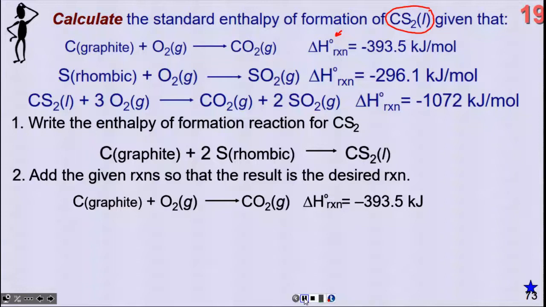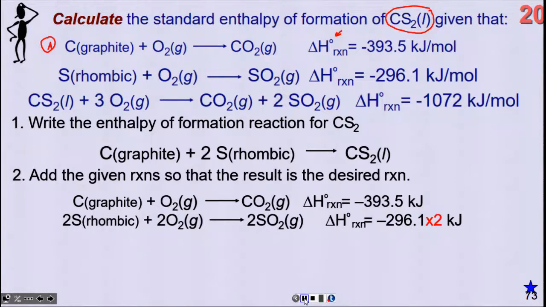So graphite plus oxygen is going to be making CO2 from that first reaction. Call that reaction A for this purpose. And that delta H value is known. So that gives us a reactant of graphite that we want. And so now we need something with the sulfur in it as a reactant. Okay, so we'll use reaction B with sulfur with oxygen to make SO2.